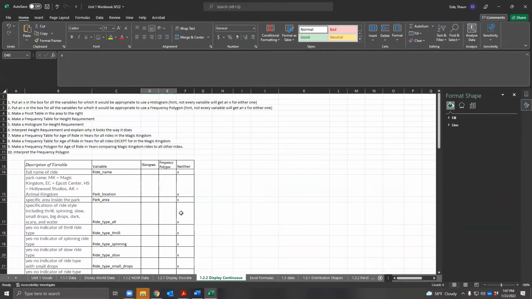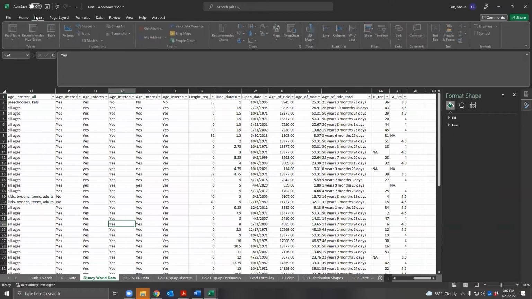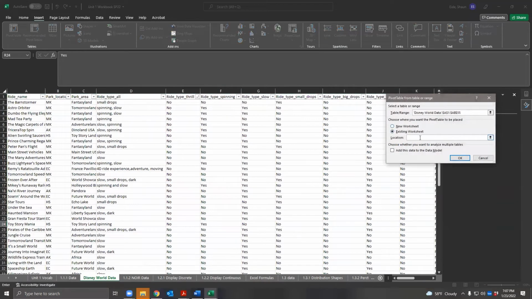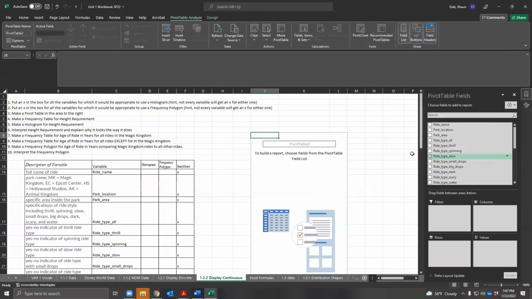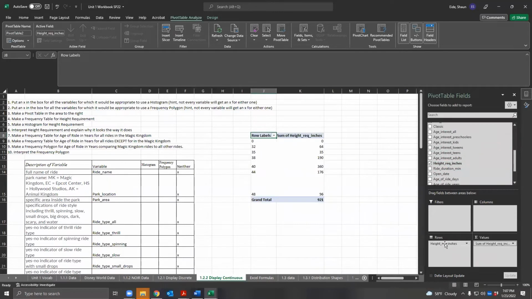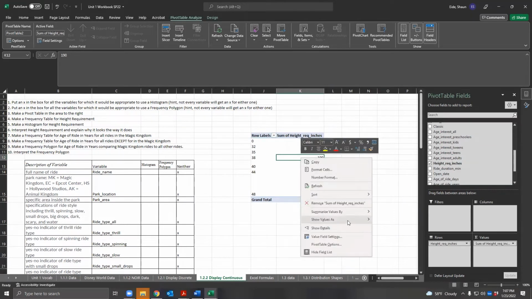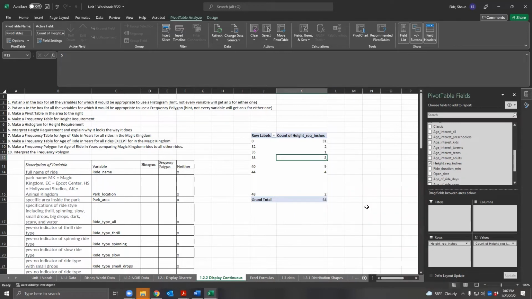And so coming back up here, the next point is make a pivot table in the area to the right. The way that we do this, let's go to Disney World. Insert pivot table into the area to the right. So, yep, right here. And then we're doing it for height requirements. You come down here, height requirements in inches. Okay. And you notice right here, it says sum of height requirements. We don't want that. We want count. Show values as, or summarize values as count. Okay.